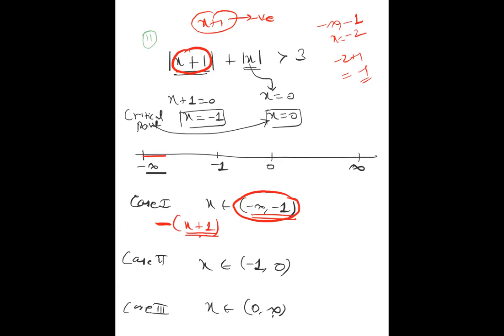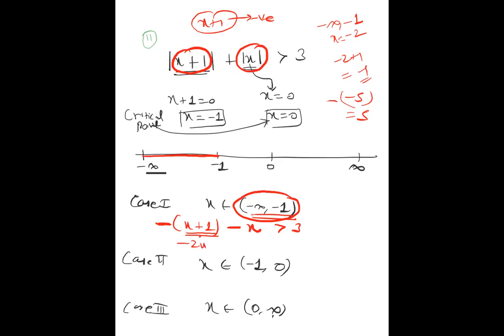In this range, minus 1 to 0, this number will be negative only, right? Minus x, because again, if you put a negative 5, then you have to put one more negative to make it plus 5. So we have to write minus x here and plus greater than 3. Now we have to solve this equation.